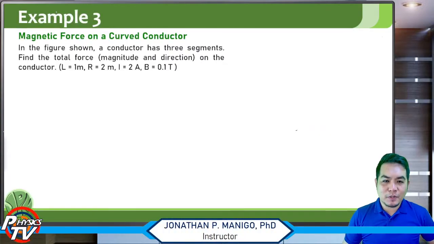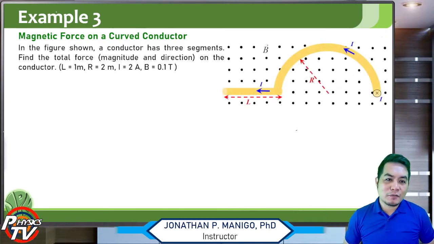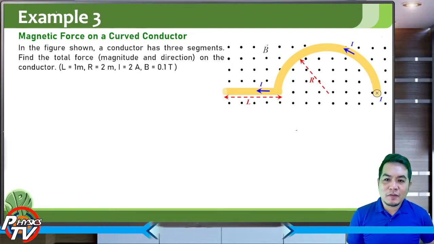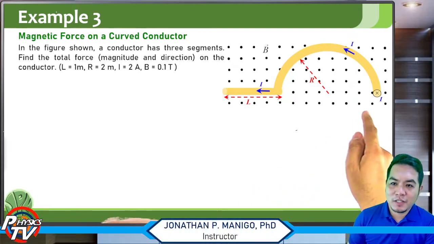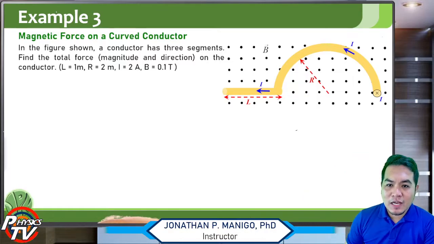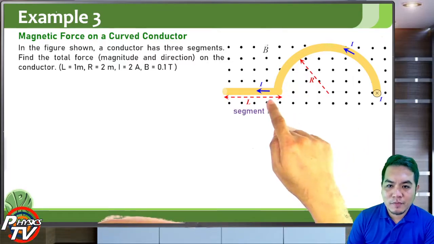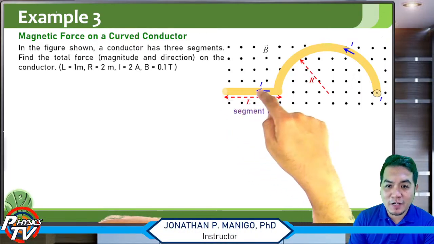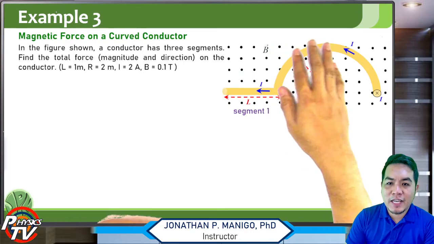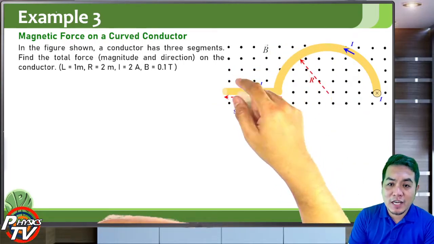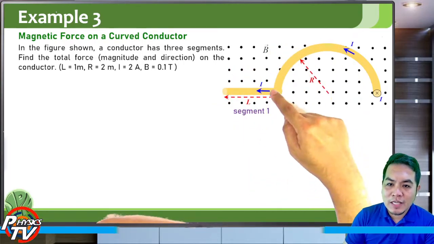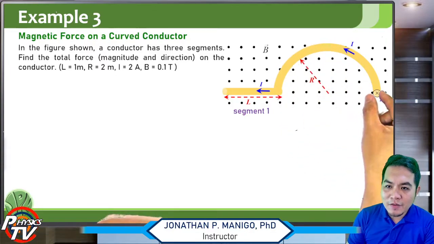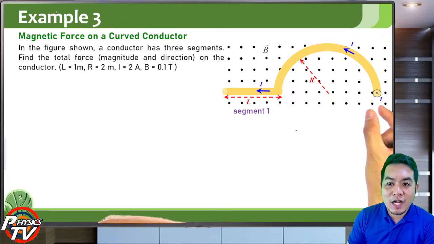For the last example, let's try to find the magnetic force on a curved current carrying conductor. So you have a curved current carrying conductor here. It's actually 3 segments. This is segment number 1, the segment perpendicular to the straight segment, and it's still perpendicular to the external magnetic field, which is pointing out of the page. The second segment is a half circle, and the third segment here is basically out of the page.